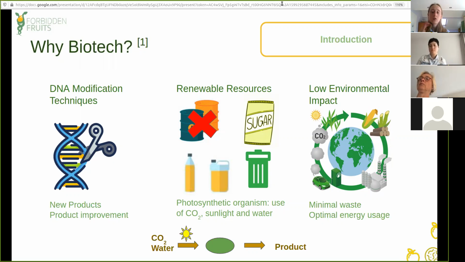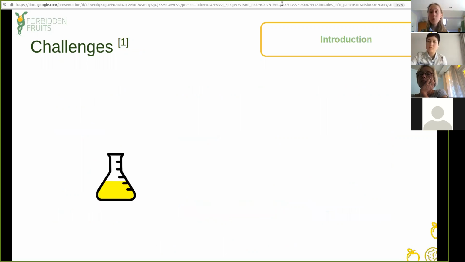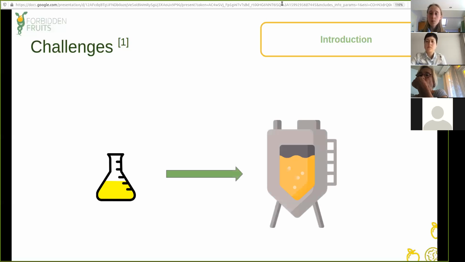Using biotechnological processes can be better for the environment, because we use renewable resources, we have minimal waste, and we use the energy we put in an optimal way. But why don't we all use biotech then? Well, there are some challenges, of course. One of the biggest challenges is to go from the small flask to big fermenter tank.